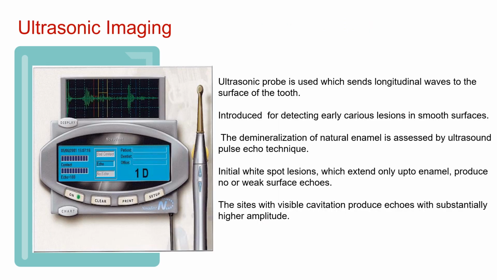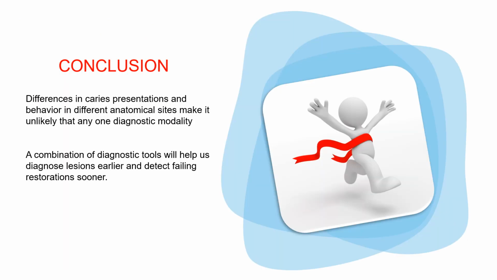Ultrasonic imaging has also been used for caries detection. An ultrasonic probe is used which sends longitudinal waves to the surface of the tooth. Sites with visible cavitation will produce echoes with substantially higher amplitude. Now, a combination of diagnostic tools is always used for diagnosing lesions earlier, and this will basically help in detecting caries faster so that the tooth can be put on a restoration cycle and treated successfully before the caries progresses. Thank you.